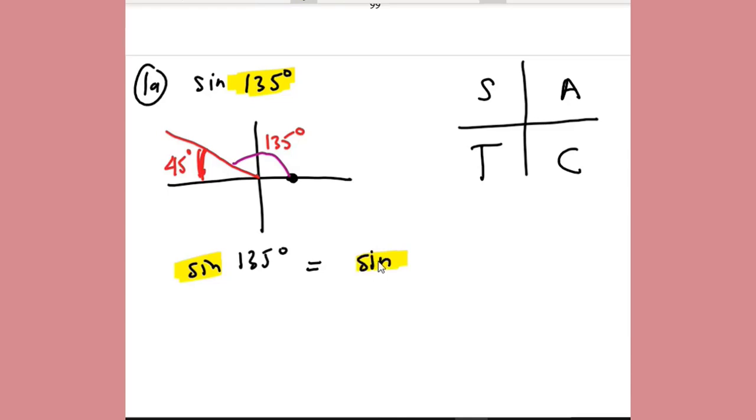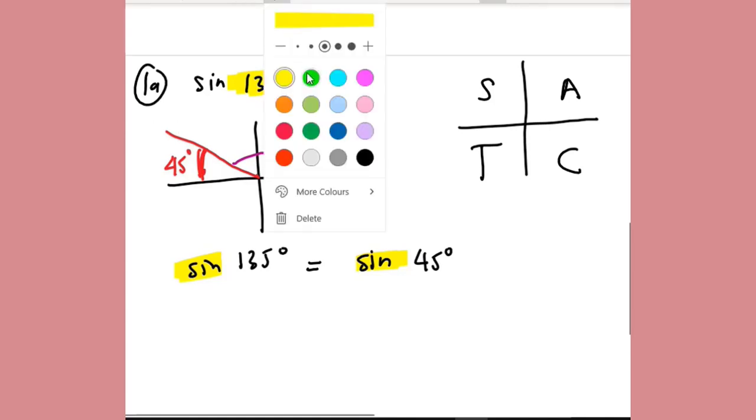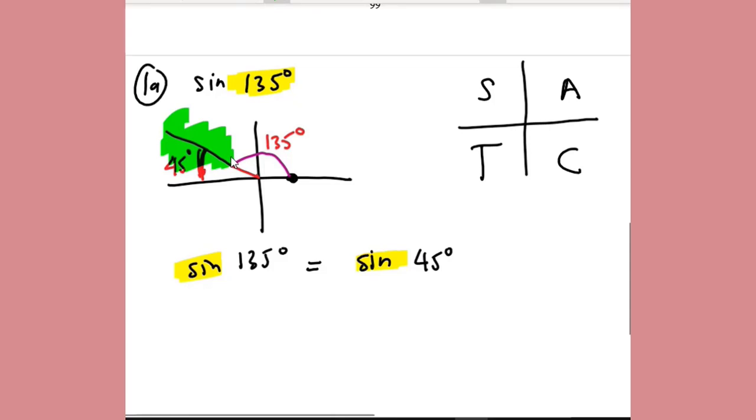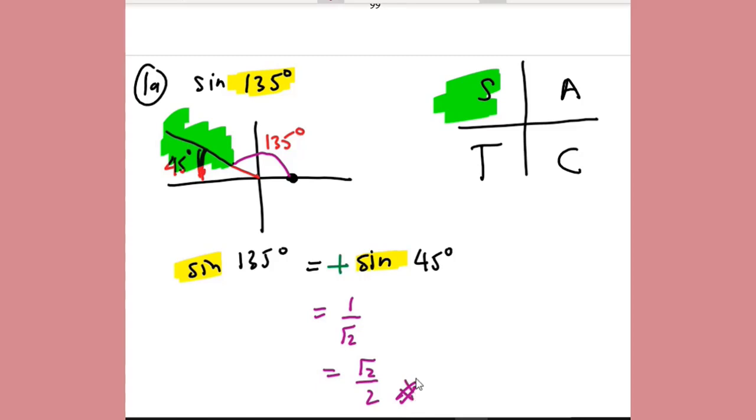It does not change to cos or tangent, still sine. Take the basic angle, that is 45 degrees, and then check which quadrant. Second quadrant. This line lies in the second quadrant. For sine, second quadrant is positive. That's all, simple. Then simplify: sine 45 is equal to 1 over root 2 or root 2 over 2. This you must remember.